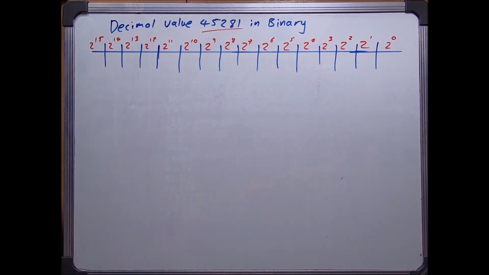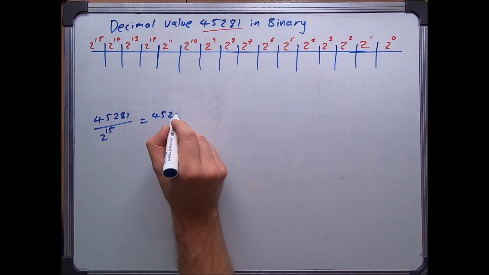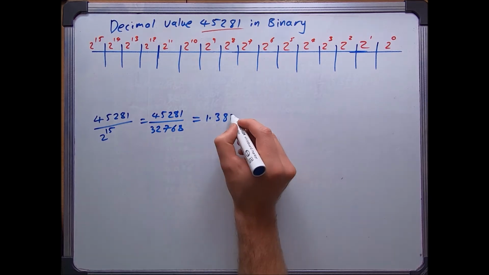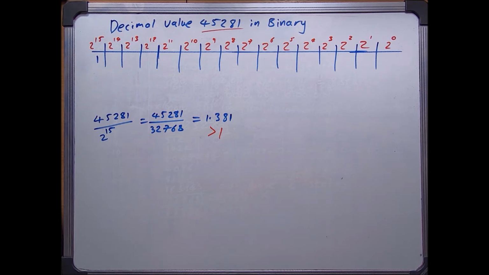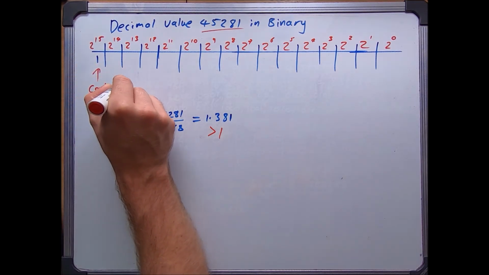I divide 45,281 by 2 to the power 15, or 32,768, and the result is 1.381. This is greater than 1, and so the bit is 1. This bit therefore contributes a value of 32,768 to the overall number.